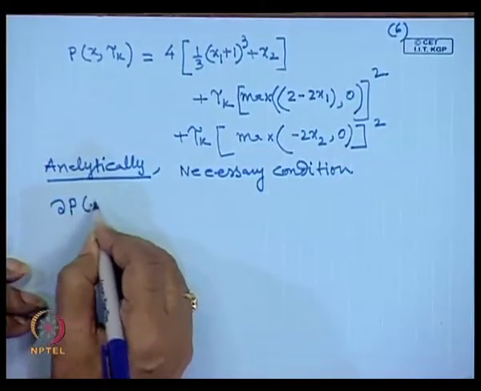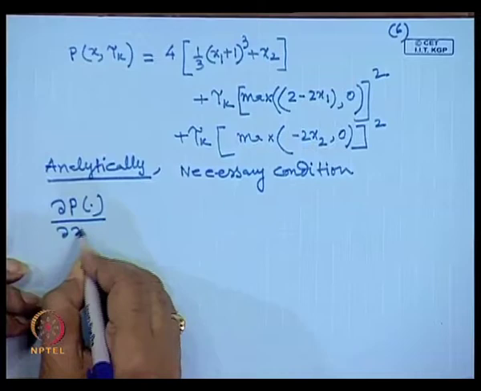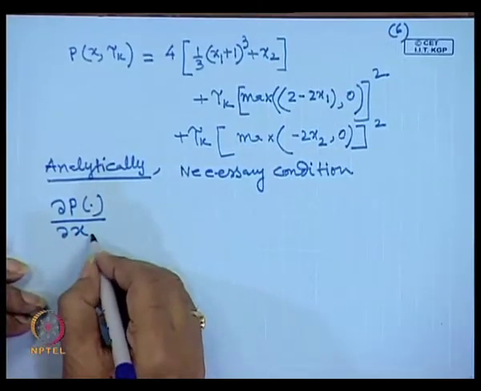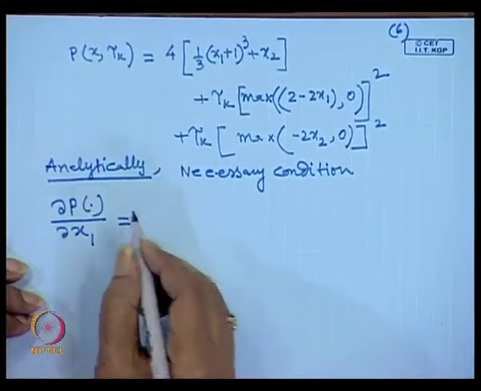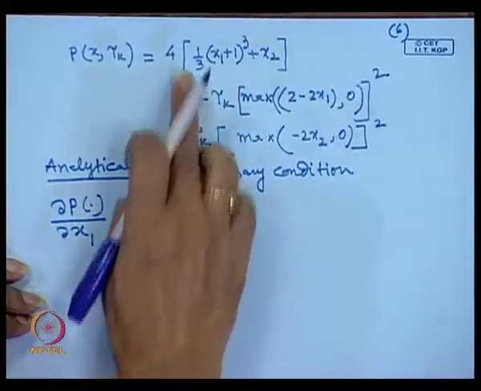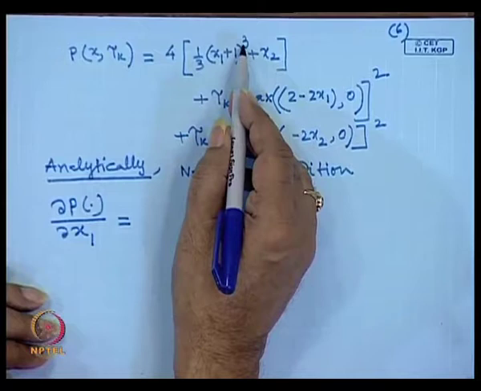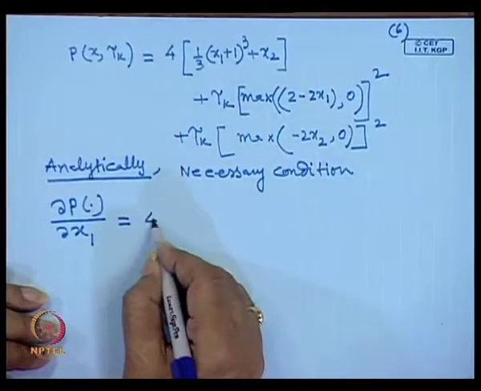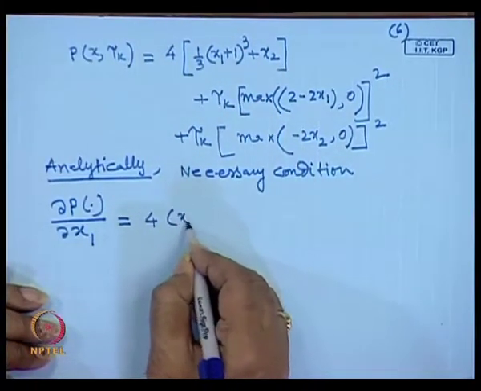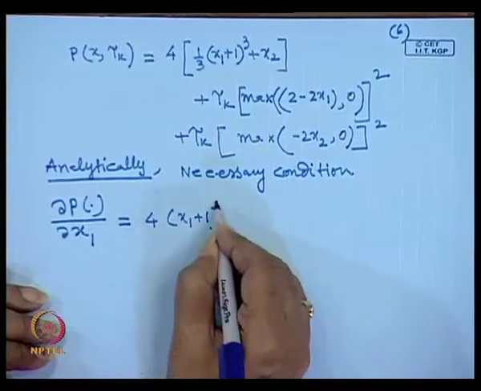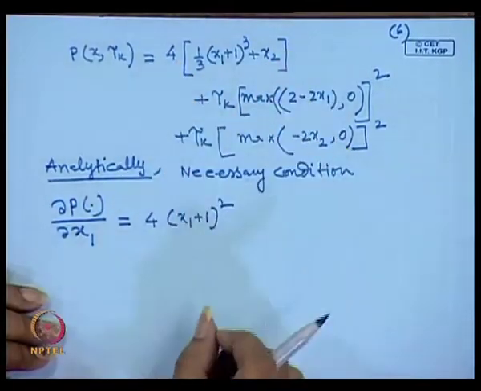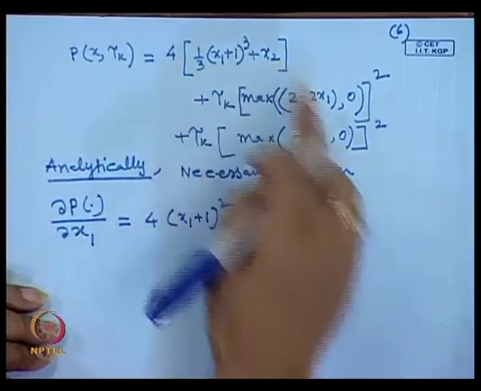Del P with respect to x1, because lambda 1 is known to us. What are these values? If you differentiate this with respect to x, then what will come? That means 4 times (x1 plus 1) whole squared will come as the first term, because differentiating with respect to x2 it will not be there.